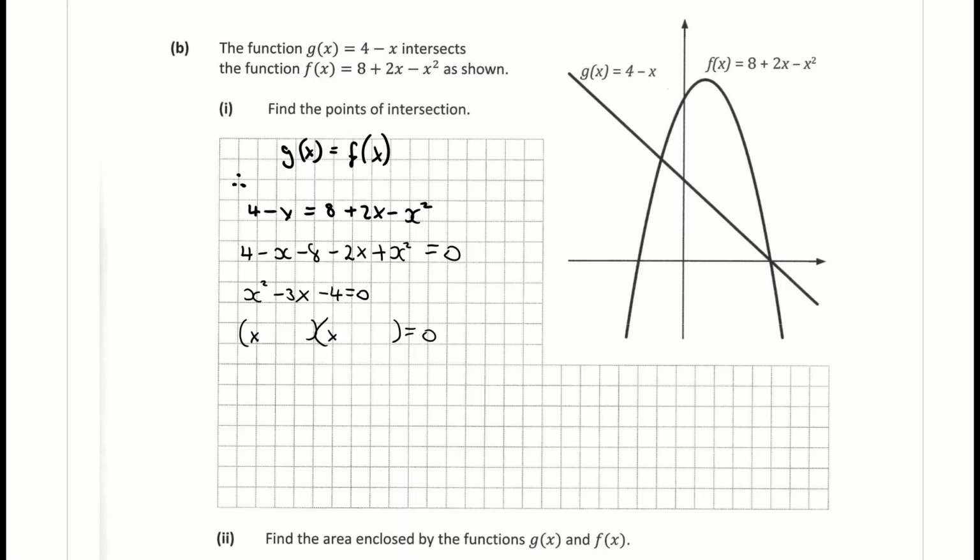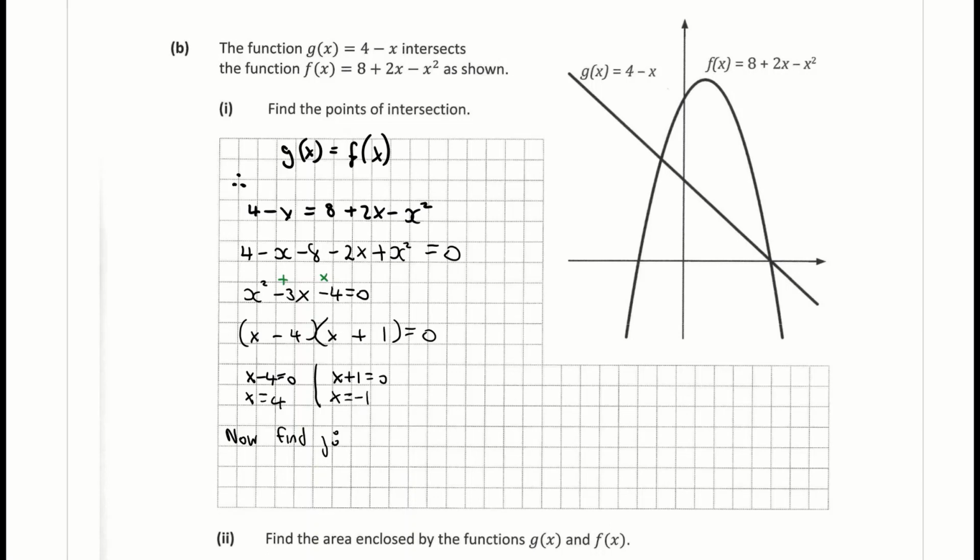And the factors of 4 to get to 3 must be 4 and 1, and it'd be a minus 4 and a plus 1. So what I'm doing there is looking for numbers that multiply to minus 4 and add to minus 3. And then going to solve that. So I have x minus 4 is equal to 0, and I have x plus 1 is equal to 0. So x is equal to negative 1 and x is equal to positive 4. Don't forget, this question wants us to find the points of intersection. So we've only found x. Now we need to find y.